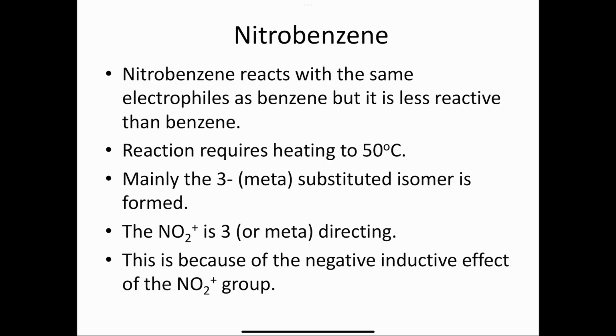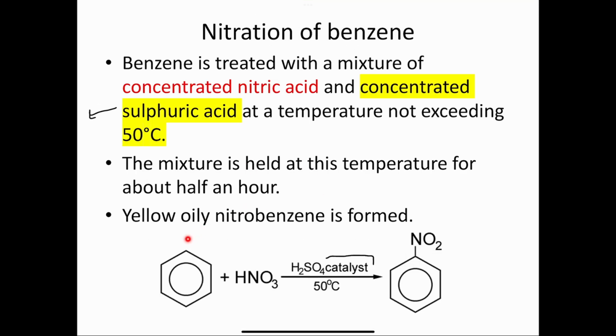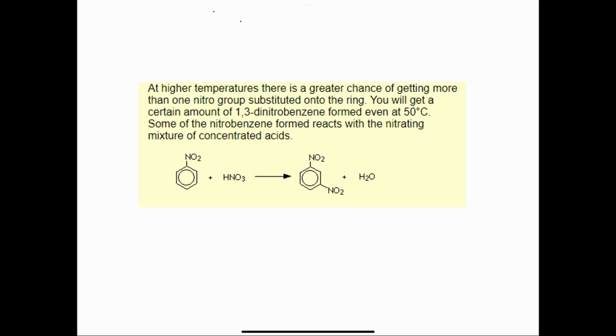Now we're going to be looking at your nitrobenzene. Earlier you would have looked at the formation of your nitrobenzene. This has to occur at temperatures that do not exceed 50 degrees Celsius, and in terms of forming your electrophile, you're going to be needing your nitric acid and your sulfuric acid. If temperatures are higher than 50, you're going to end up adding an additional nitronium ion to your benzene ring.